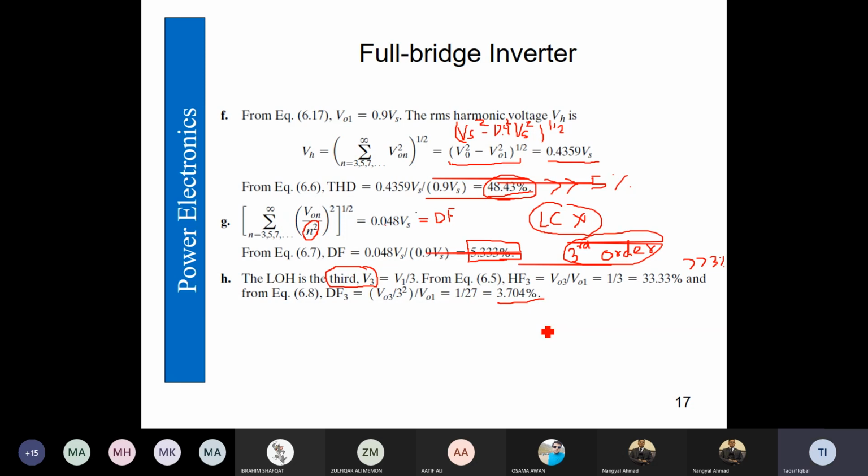Now the last part is finding the lowest order of harmonic. So that is again 1/3. So the distortion factor is higher than 3%. So therefore the third harmonic is the strongest one, and it is equal to 33% of the first fundamental.